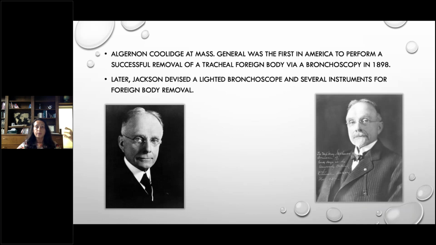Then from Europe, the techniques and subspecialties started spreading very rapidly throughout the world. It reached the United States almost at the same time, and Algernon Coolidge was the first one to perform a successful foreign body removal in 1898. He was from Mass General Hospital at that time.